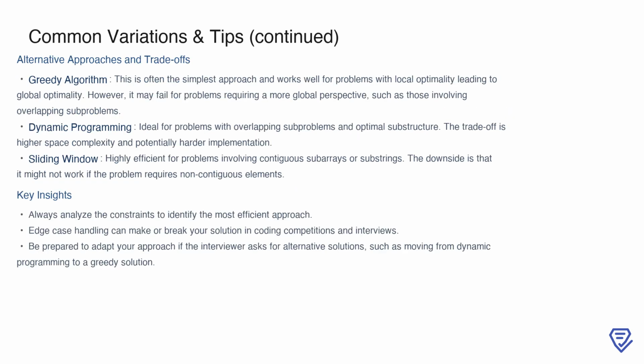There are also alternative approaches to consider and their respective trade-offs. Greedy algorithms are often the simplest and most intuitive choice, especially when local optimal solutions naturally lead to a global optimum. However, they may fail in scenarios requiring a more global perspective or where overlapping subproblems exist. Dynamic programming, in contrast, is ideal for problems with overlapping subproblems and optimal substructure, but it often comes with the trade-offs of higher space complexity and more challenging implementation. Sliding window techniques are highly efficient for problems involving contiguous subarrays or substrings, but they may not be applicable if the problem requires handling non-contiguous elements.